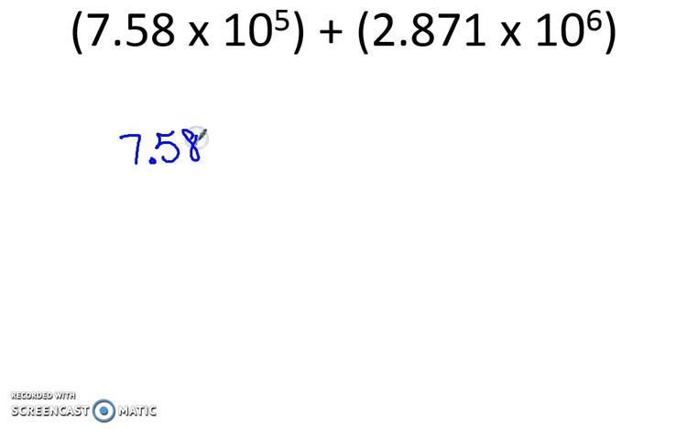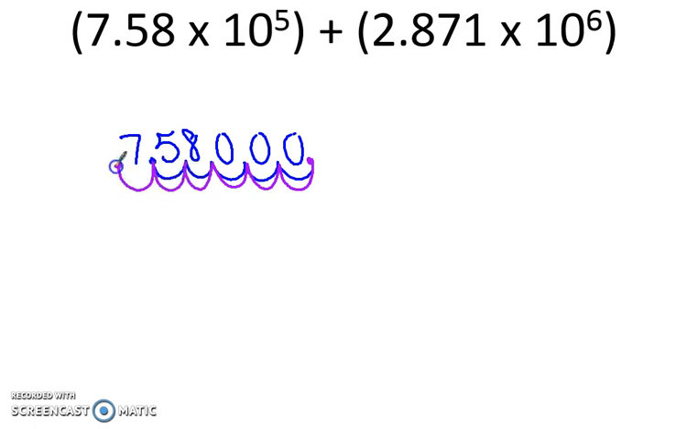7.58. To change it to standard form, I'm going to move it 5 places to the right. 1, 2, 3, 4, 5. In the places, I'm going to put zeros as placeholders. Now, I want it to be a 6. So I'm going to go back the other way 6 places. 1, 2, 3, 4, 5, 6. Our decimal point is going to be way up in the front of the 7 now.